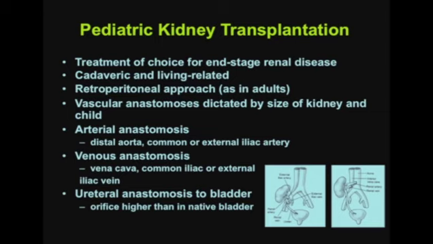The arterial anastomosis can be to the distal aorta and to the common or external iliac artery, and the venous anastomosis can be to the vena cava, the common iliac or external iliac vein. And the ureteral anastomosis is to the bladder, although the orifice is higher than in the native bladder. And you see here on the right a couple of diagrams showing the anastomoses and the bladder as well.